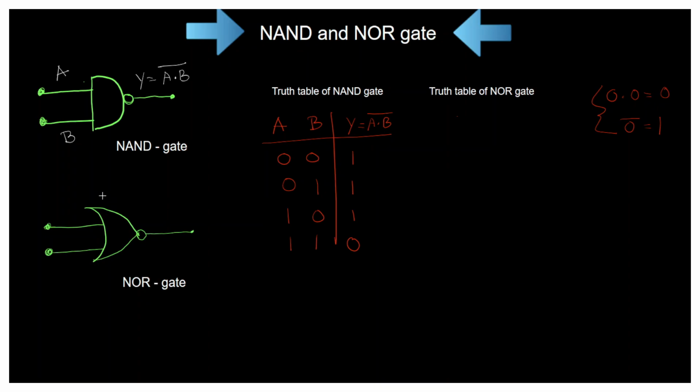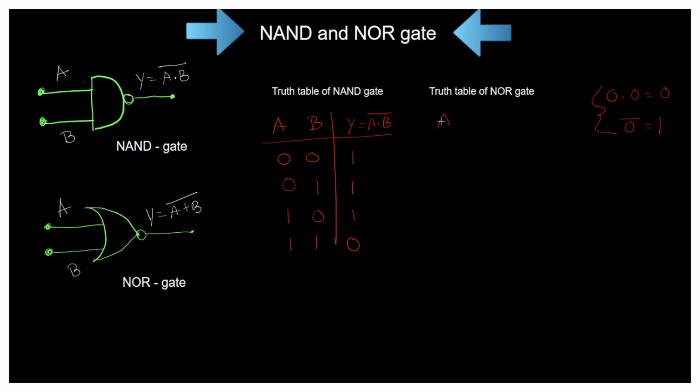Next, come to the NOR gate. In case of a NOR gate, if you apply A and B as an input, you will get Y equals to (A plus B) complement. So again, you can say this is a complement version of the OR gate. Here you can see a bubble. Bubble means a complement. Okay. So let's make the truth table of NOR gate.